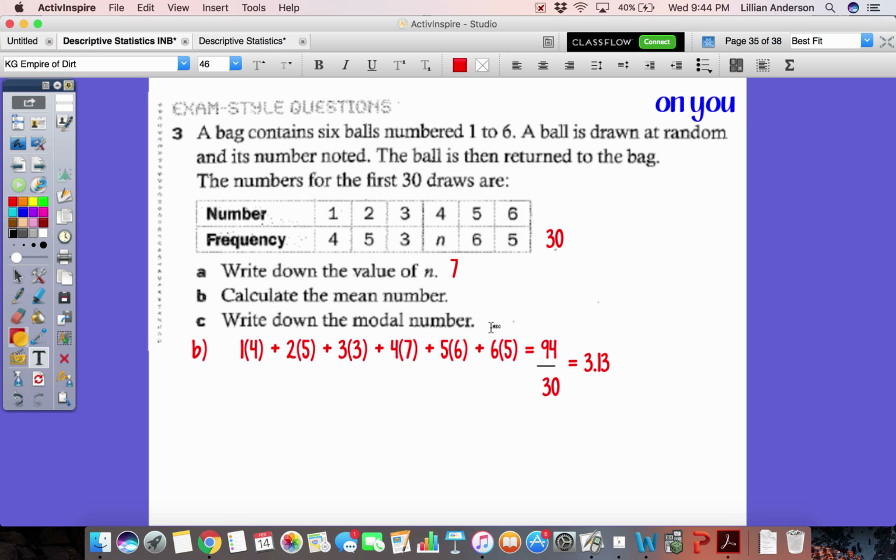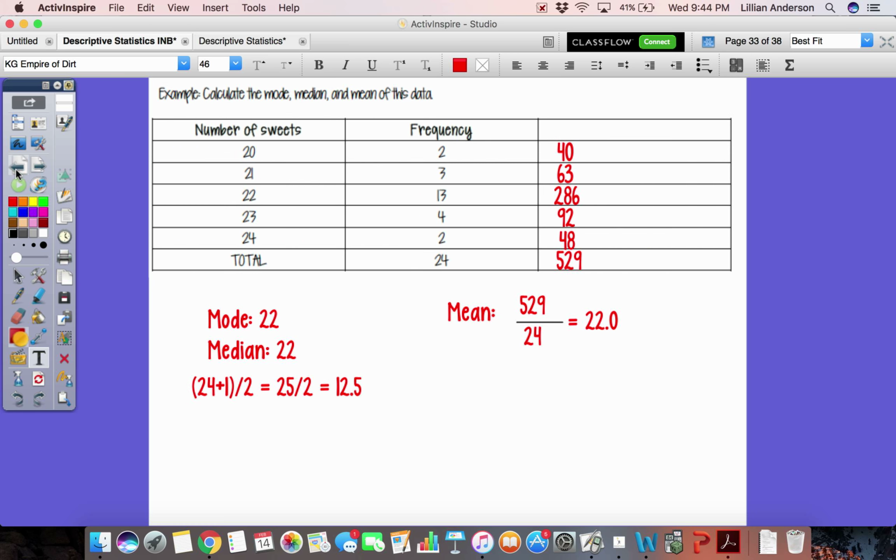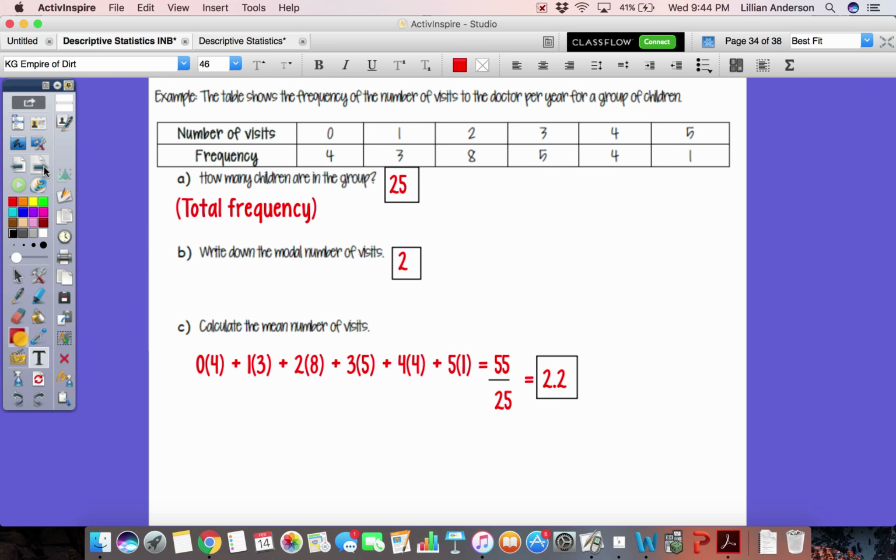And then lastly, it says write down the modal number. Remember, that's the one that has the largest frequency, and that mode is going to be 4, okay? So realize again that all your answers are basically going to represent the entries. In this case, it was the numbered balls that were picked out. For the first one, it was the number of visits. For this one, it was the number of suites, okay? It's never going to be your frequency number as an answer to mean, median, or mode.